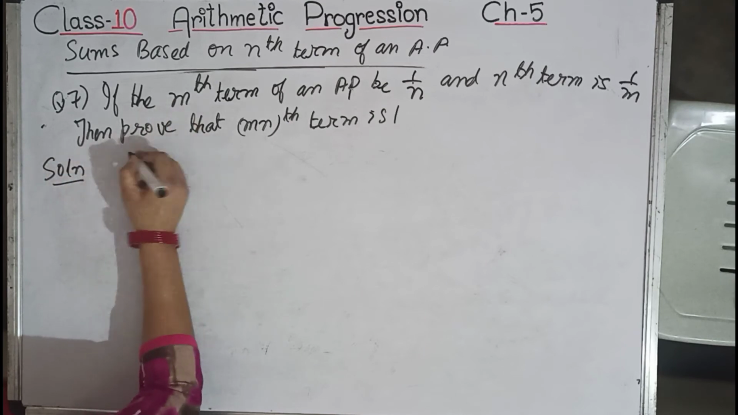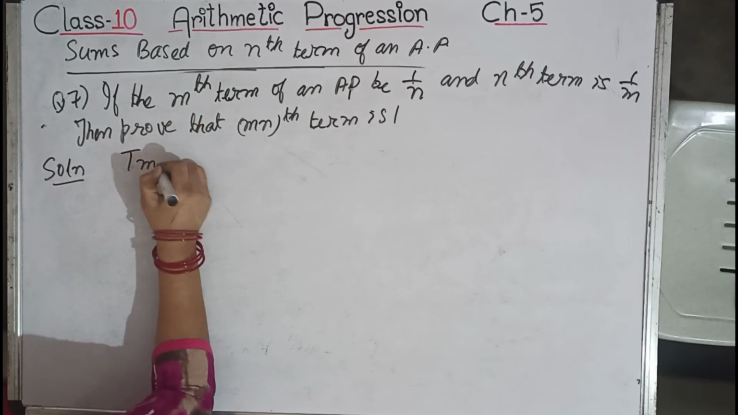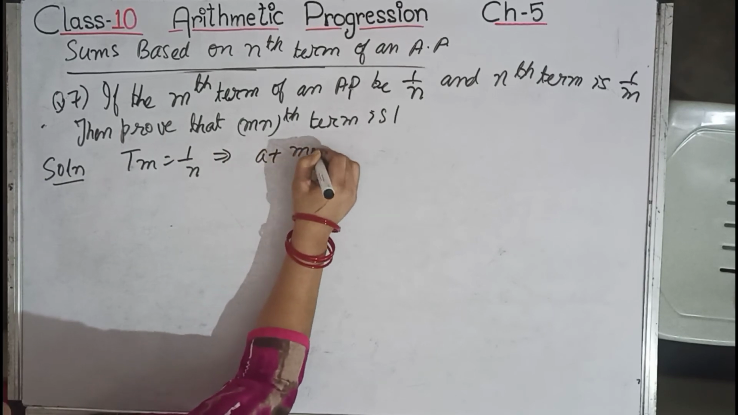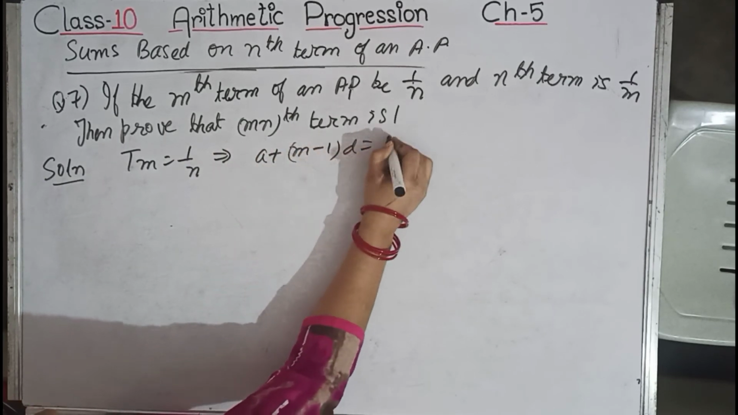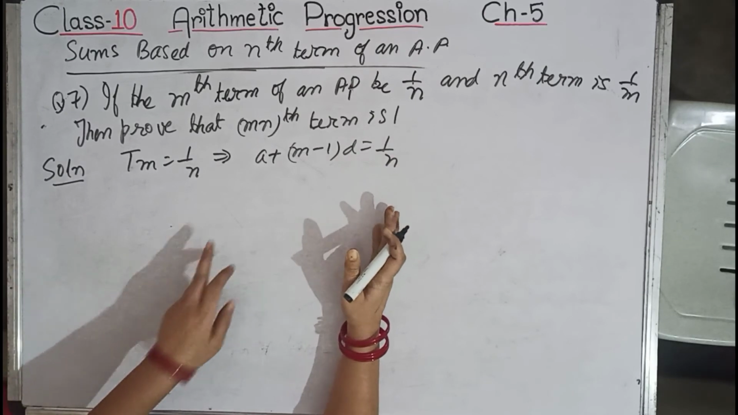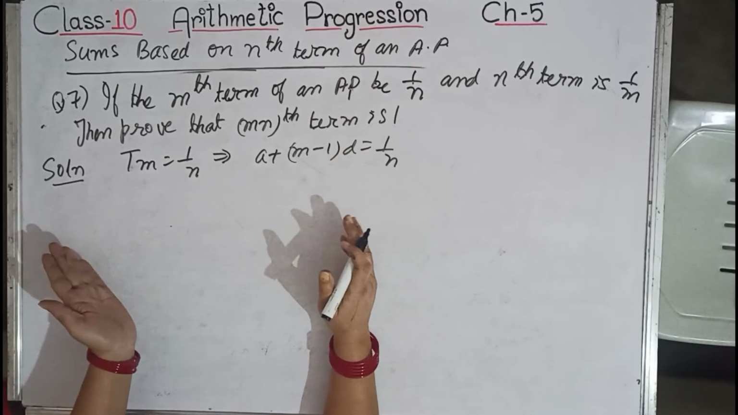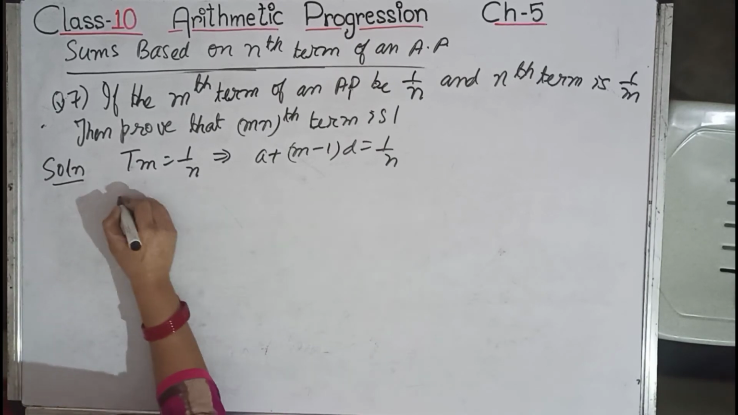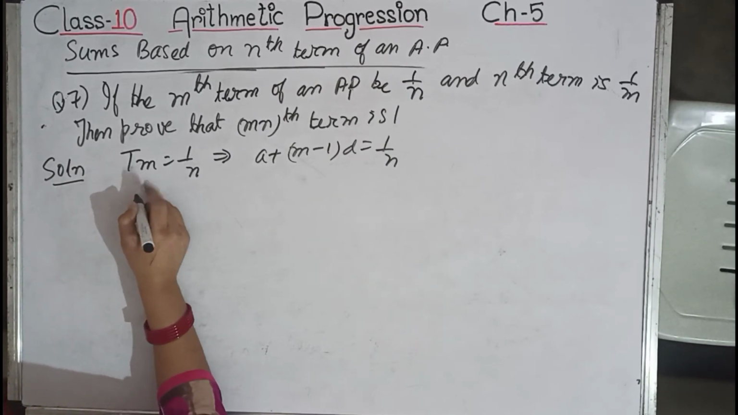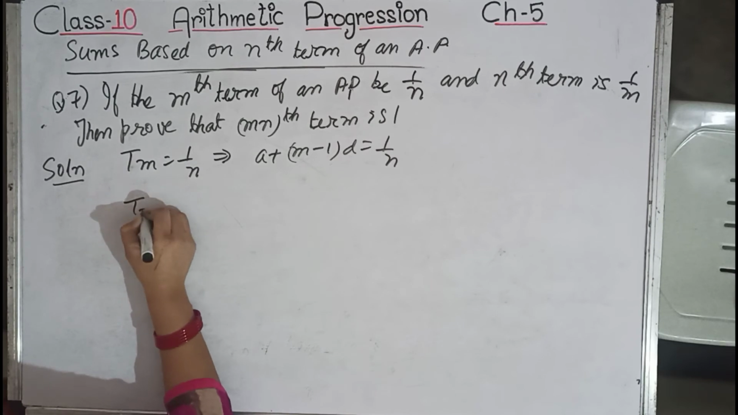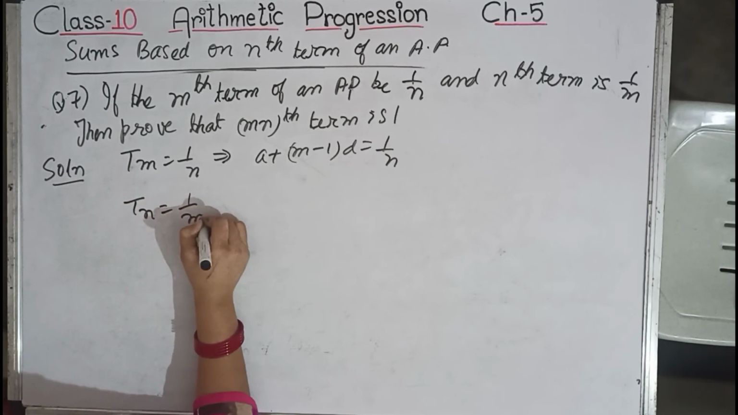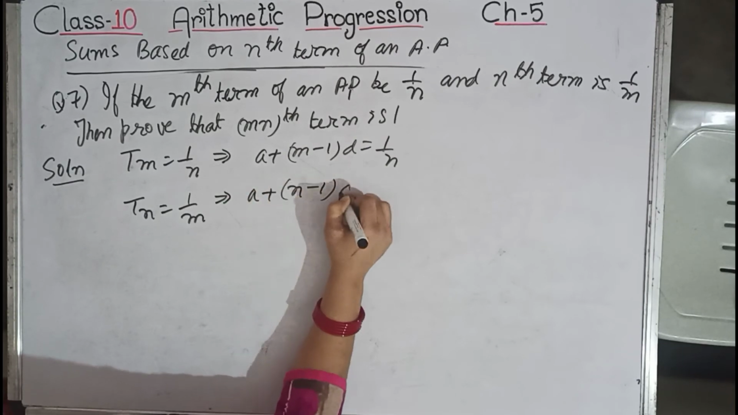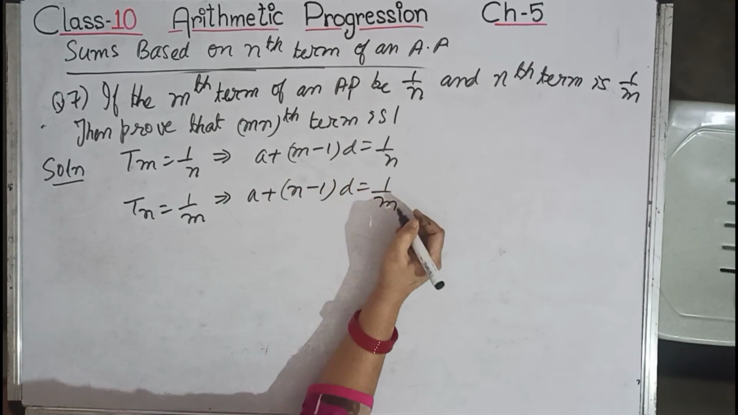So let us start with the given facts. Solution: Children, take care here. You should give the introduction of A and D. Let A be the first term and D be the common difference of the given AP, and then only you start. Tm equals 1 by n. This implies A plus (m minus 1) into D equals 1 by n, using this formula. Tn equals 1 by m. This implies A plus (n minus 1) into D equals 1 by m.